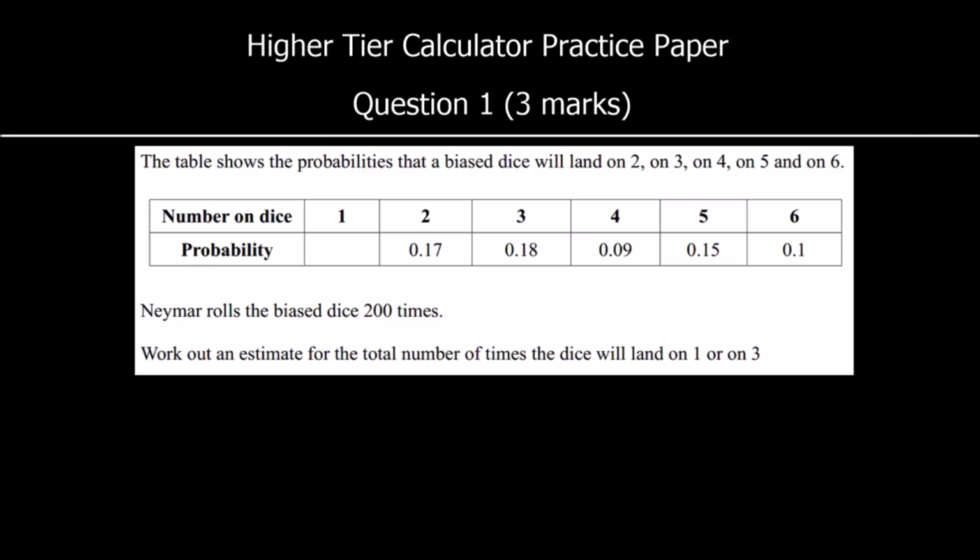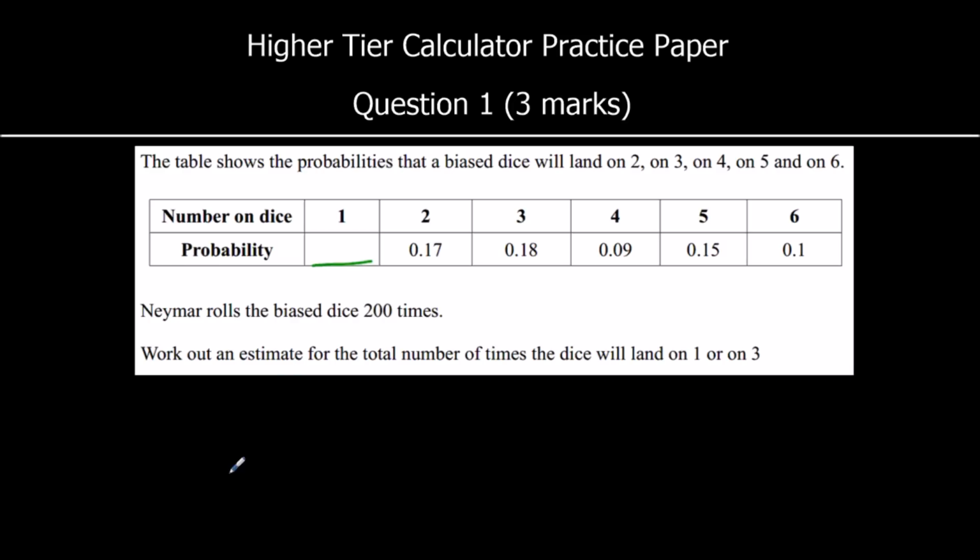The table shows the probabilities that a biased dice will land on 2, on 3, on 4, on 5, and on 6. And Neymar rolls the biased dice 200 times. We need to work out an estimate for the total number of times the dice will land on 1 or 3. So in the table, 1 is missing. We don't know the probability of landing on a 1, but we can work it out because all probabilities of everything that can happen have to add up to one whole.